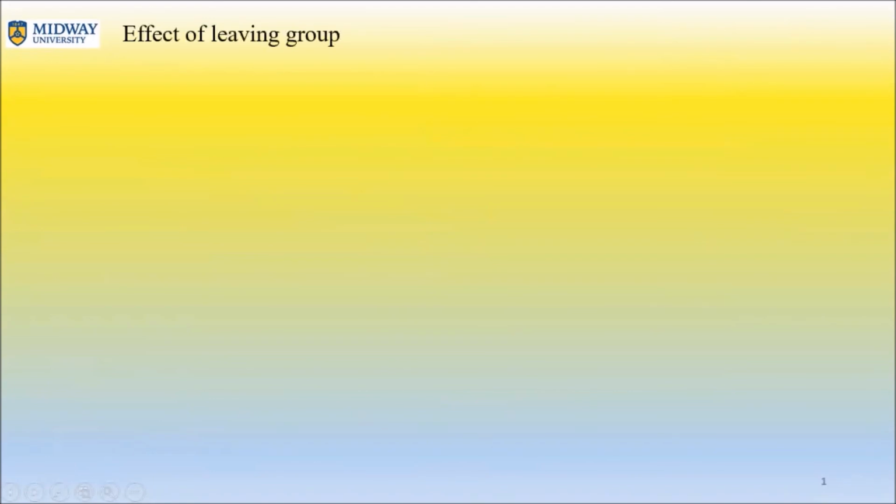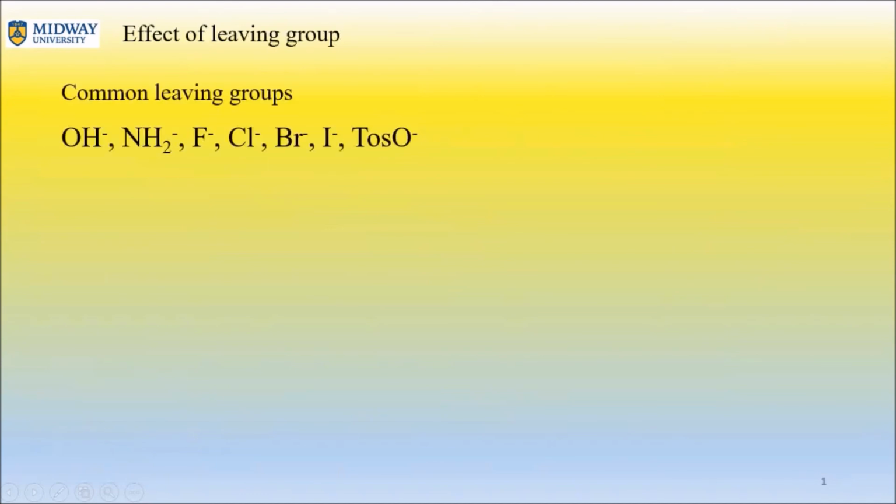Now we've looked at the nucleophile, we've looked at the substrate. The last thing we want to look at before we actually discuss SN2 and SN1 is the effect of the leaving group. These are some of the common leaving groups. So imagine your OH, NH2, F, Cl, Br, I, and most of you are probably not familiar with what TosO means. It's a tosylate ion. We will come back to it later as we get more into this course.